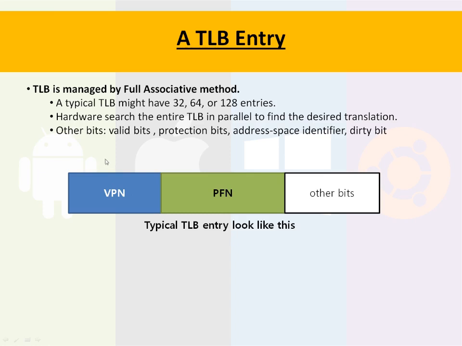A typical TLB might have 32, 64, or 128 entries, so not that many if you think of all the different possibilities that it could store. But it allows the hardware to search the entire TLB in parallel to find the desired translation, so that's very quick. And it not only includes the page frame number, but also some other bits, such as the valid bits, the protection bits, an address space identifier, as well as a dirty bit. So a TLB entry looks something similar to this, which is similar to what a page table entry would look like anyway.